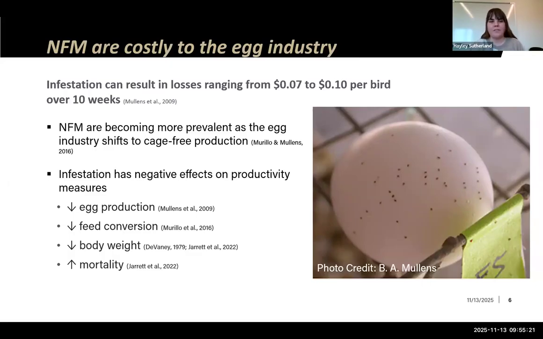We found that northern fowl mite infestation can result in losses ranging from 7 to 10 cents per bird over 10 weeks. And when we think about the production cycle of a laying hen, which can go up past 100 weeks, that's a lot of money in the long run. Northern fowl mites are also only becoming more prevalent as we're shifting to cage-free production just because it's much easier to spread and much harder to control. Infestation has negative effects on our productivity measures. We see reductions in egg production and feed conversion, lowered body weights, and an overall increase in mortality.